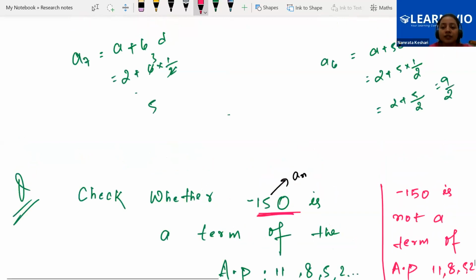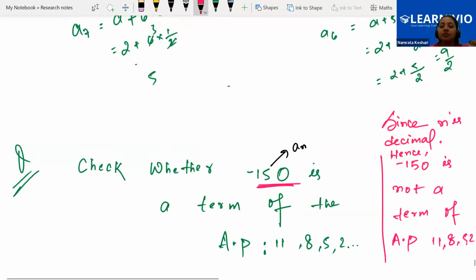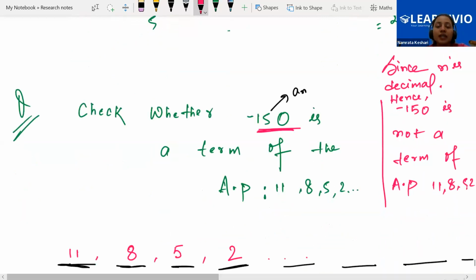Got it? We will write the conclusion that minus 150 is not a term of this AP. Here we can also write, since n is a decimal number, hence minus 150, this term doesn't exist in the given sequence. Getting it?